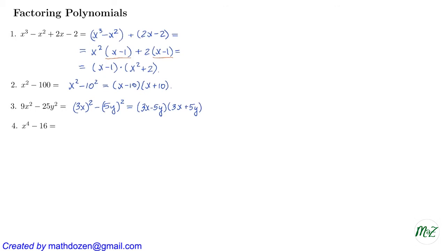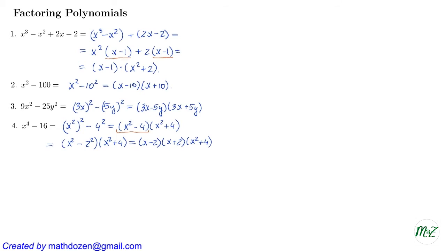Then in problem 4, we're looking at x to the 4th minus 16. We can start by recognizing it as x squared, all of that squared, minus 4 squared. So by the difference of squares formula, we get x squared minus 4 multiplied by x squared plus 4. But then we should have another look at this term, x squared minus 4, and see that this is a difference of squares in its own right, so we can split it into x minus 2 times x plus 2 multiplied by x squared plus 4. That's the maximum possible factorization of this polynomial.